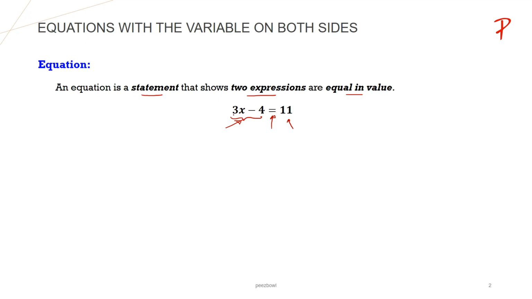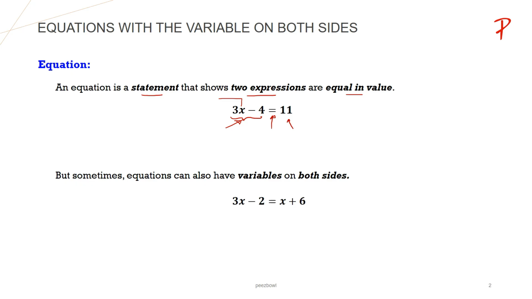In this example, you will notice that variable x appears only on the LHS, right? But sometimes equations can also have variables on both sides. For example, 3x minus 2 is equal to x plus 6. Here, both sides have expressions containing the variable x, right? Let us learn how to solve such equations step by step.